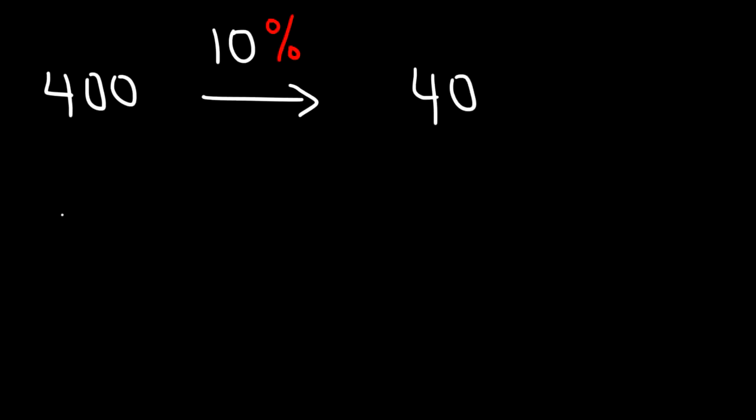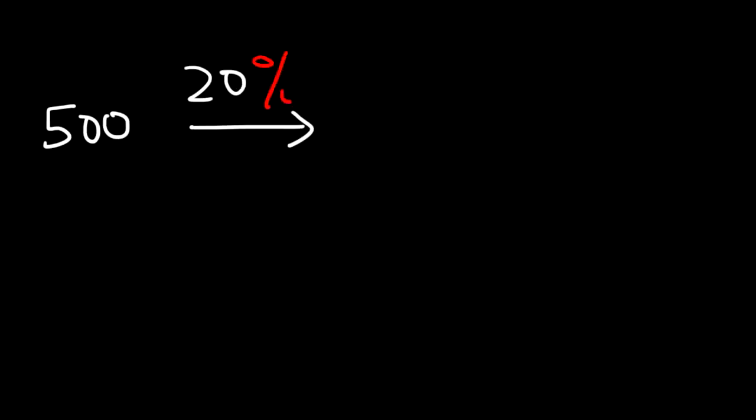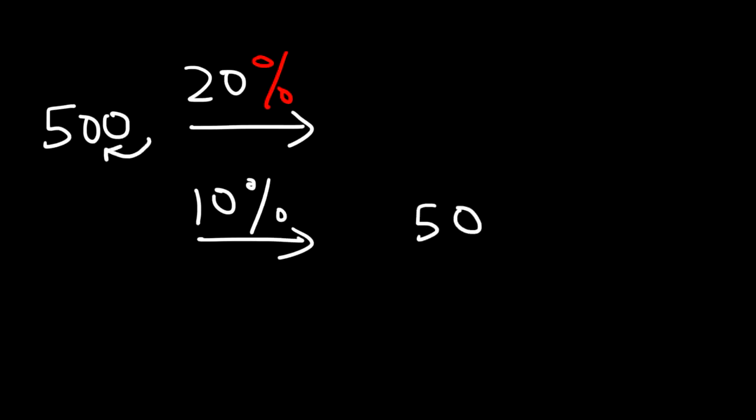Well, that's straightforward. All right, so let's say we want to find 20% of 500. What is 20% of 500? Well, first, what is 10% of 500? Well, we know that 10% of 500 is going to be 50 if we move the decimal 1 unit to the left. Now, 20% is twice the value of 10%. So 20% has to be 100 because 50 times 2 is 100.